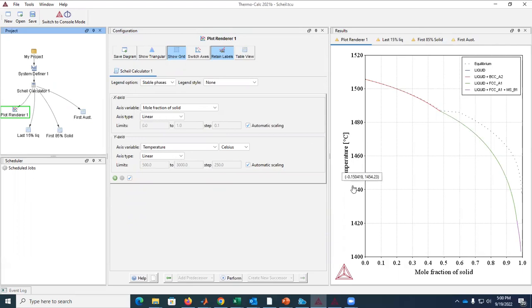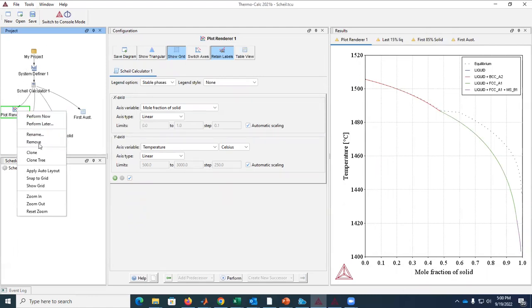All right, now if I go to the plot render, notice that I also check Celsius here for temperature, and I'm going to plot temperature versus mole fraction of solid. The mole fraction of solid is going to go from 0% solid to 100% solid, in other terms, 100% liquid to 0% liquid. After that, I just need to right click and perform now.